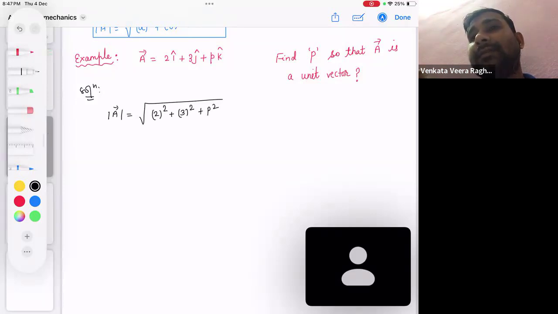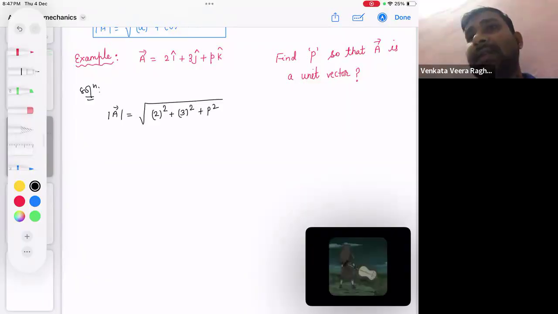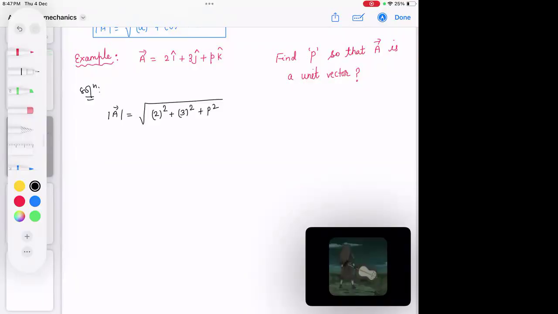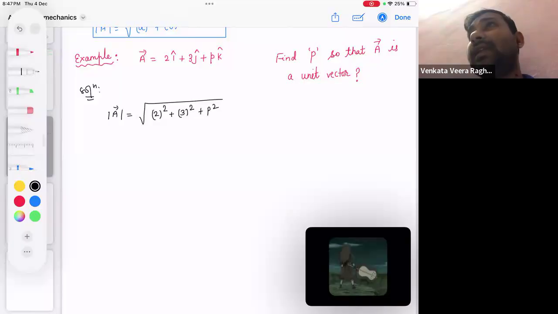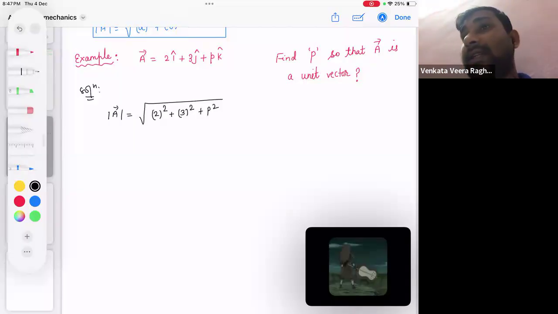Please tell me. I think here it won't be possible, isn't it? Why? Because we are going to take the magnitude as 1 only, and p squared will become negative. So the quantity will be imaginary, and a vector magnitude cannot be imaginary. So this one may not be possible.